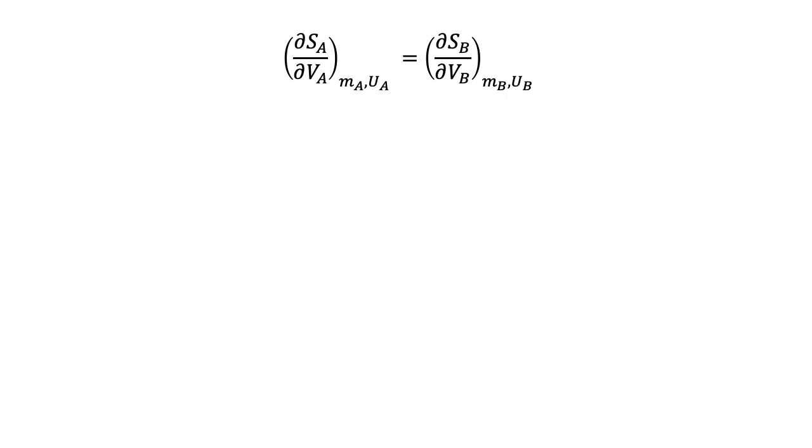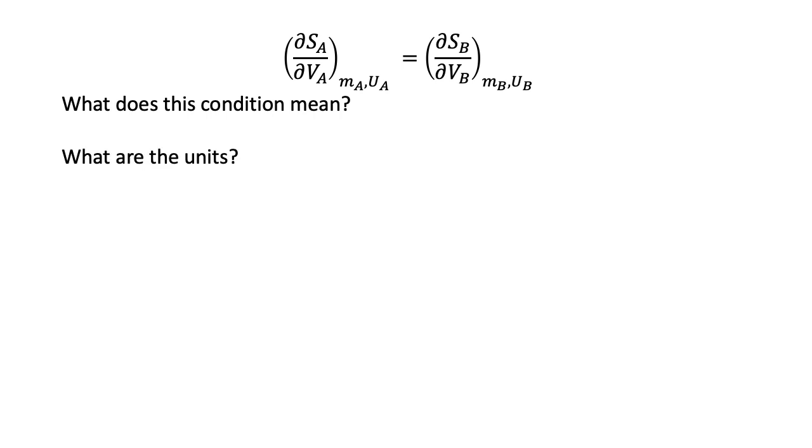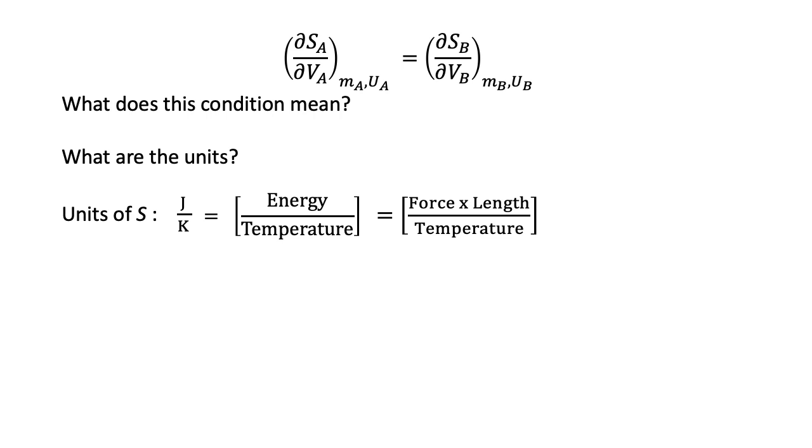So what is the meaning of this equation, that dSA by dVA equals dSB by dVB? What does this condition mean? Now, before we go and start defining a new property, remember that all of these variables, S, V, M, U, they all have units. So what are the units of this partial derivative? S, the entropy, has units of joules per Kelvin. So the dimensions are energy divided by temperature. Energy has dimensions of force times length.